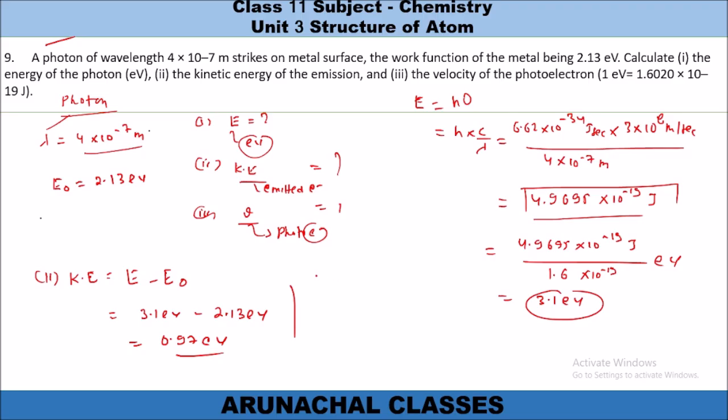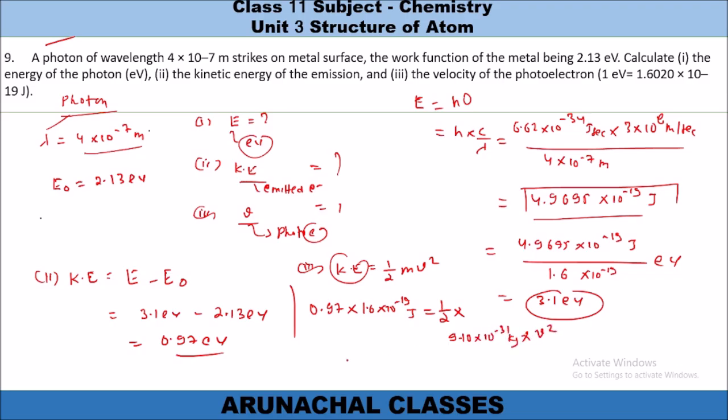Third, we need to find out the velocity. So, kinetic energy, we know the formula, kinetic energy is equal to half mv square. This kinetic energy is given as 0.97 electron volt. So 1 electron volt is how many joules? It will be 1.6 into 10 power minus 19 joules. So I have converted the answer in joules, equal to half, mass of electron, that is 9.10 into 10 power minus 31 kg.